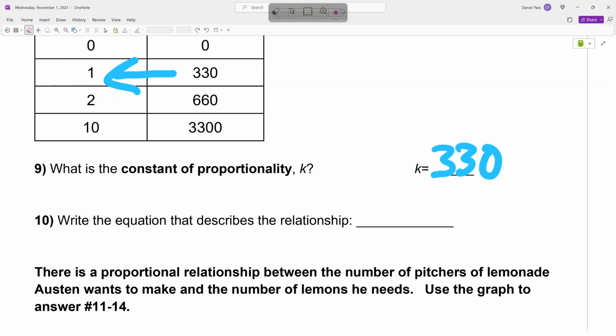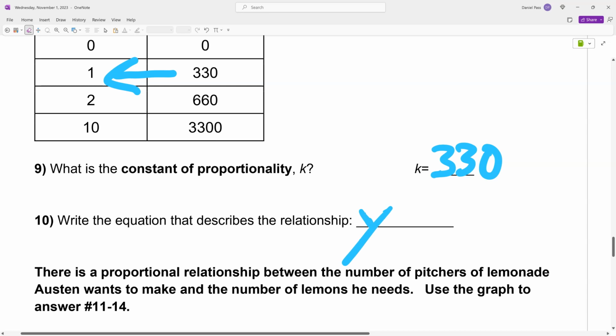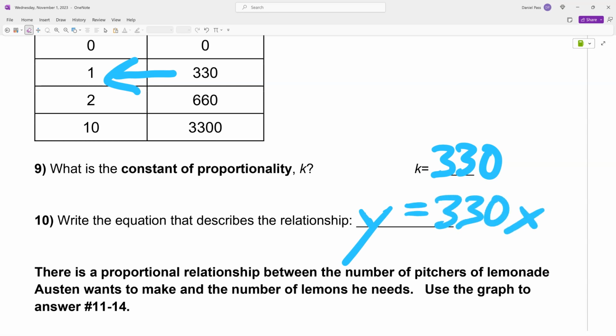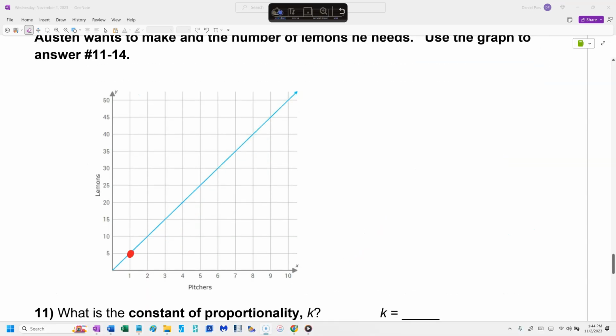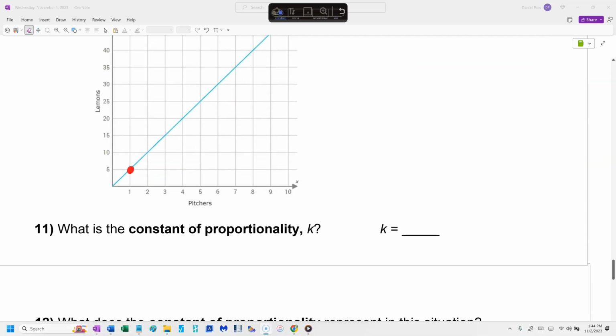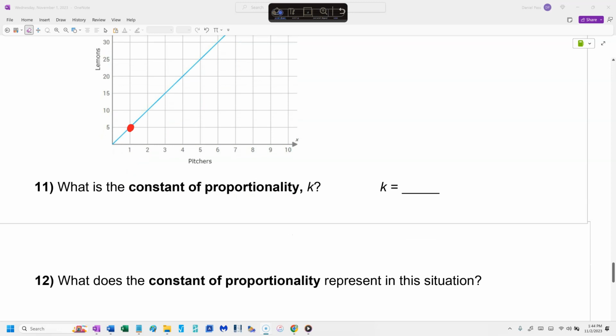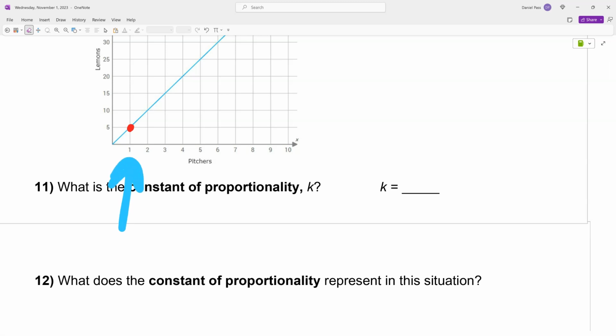Write the equation that describes the relationship. What's the equation? No. The equation always is y equals. Alright. Careful. So what is the k? It's a number. It's 5. You have to look, the easiest way if there's a 1, remember, is to look up from the 1. So k is equal to 5.